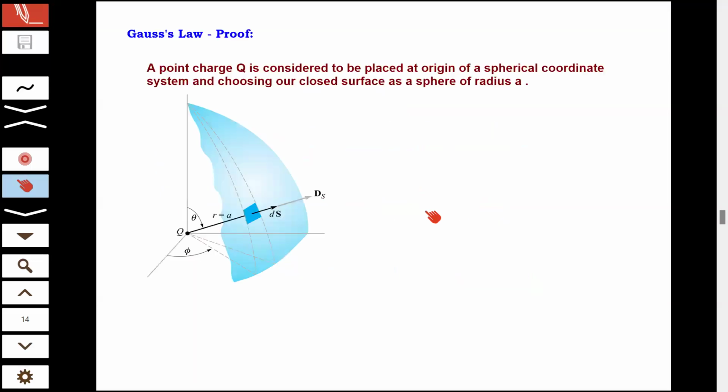We can start the discussion by taking a point charge Q in the spherical system of coordinates, where the charge Q is said to be located at the origin of the spherical system. And when we consider a sphere of radius a around this charge, that forms the closed surface for estimating Gauss' law. We call that closed surface for estimation of Gauss' law the Gaussian surface. In this case of point charge, the Gaussian surface is a spherical surface of radius a.